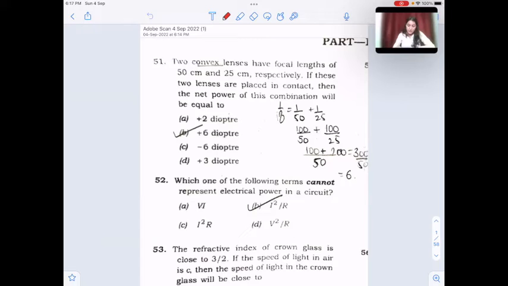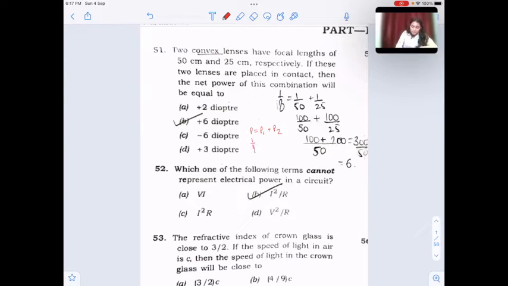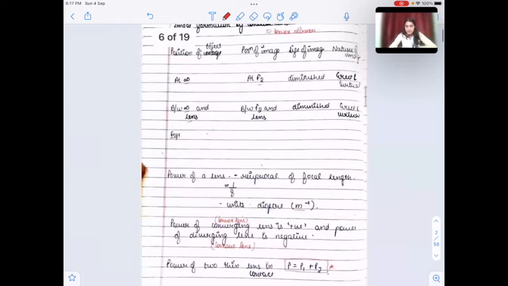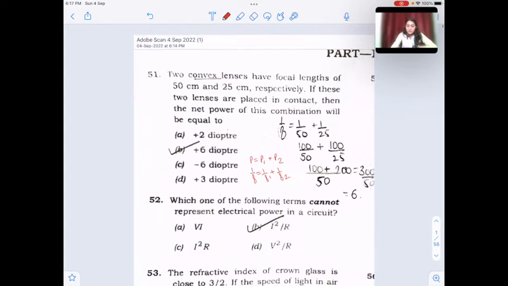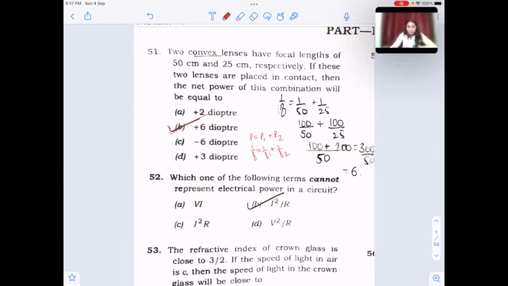So let's begin. First question, two convex lenses have a focal length of 50 centimeter and 25 centimeter respectively, and you have to calculate net power. You know the formula for lenses, the formula for combined power is P1 plus P2, the summation of individual powers, and you know that power is 1 by F. So you know F1 and F2. F1 is 50, F2 is 25 centimeter, and this formula is there in notes. So you will use this formula, and your answer will be plus 6 diopter.